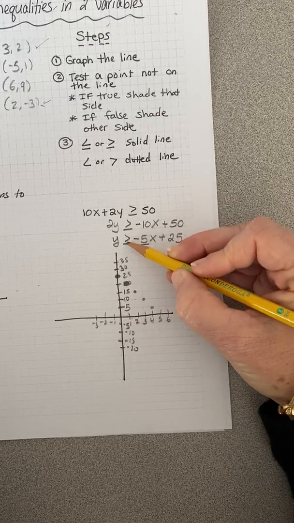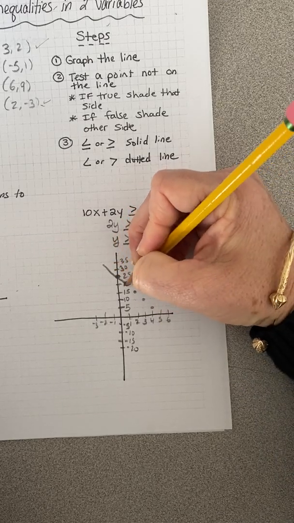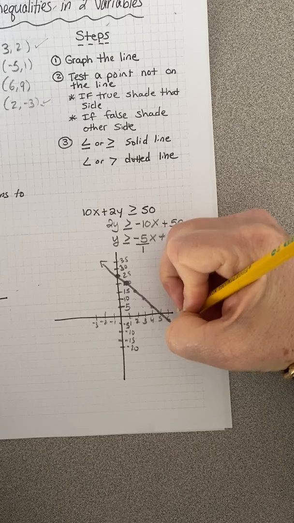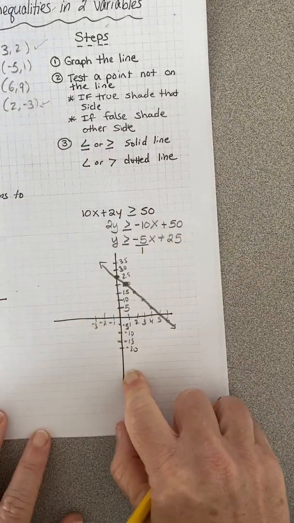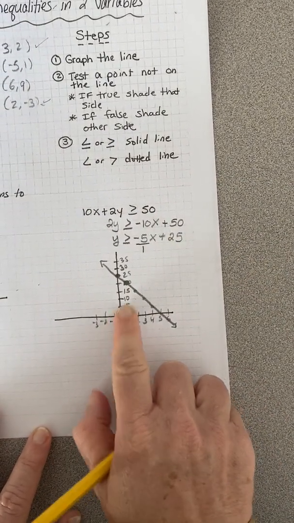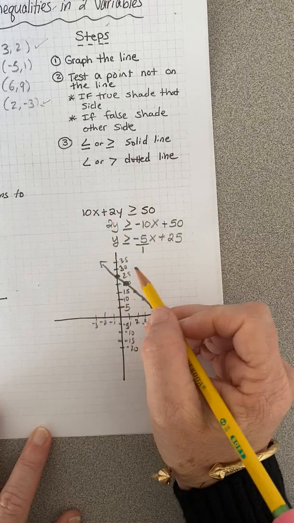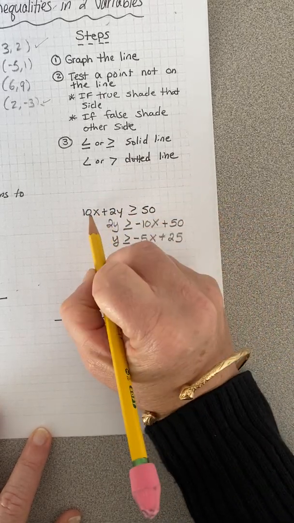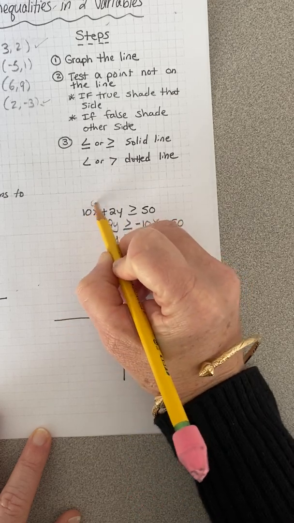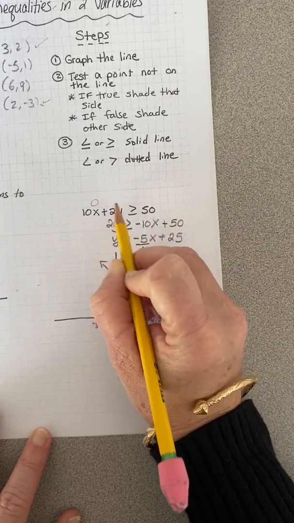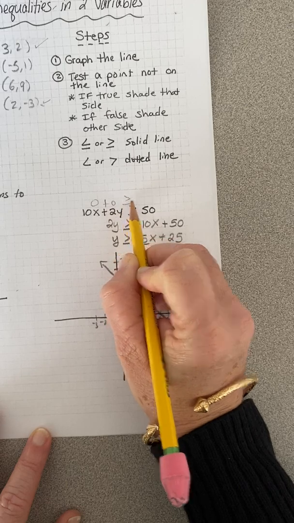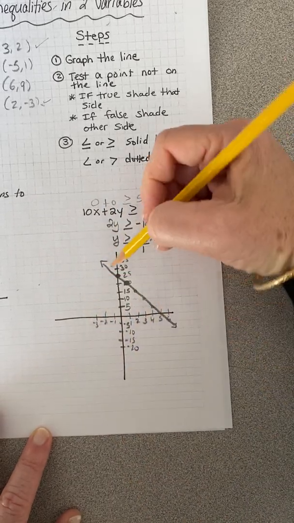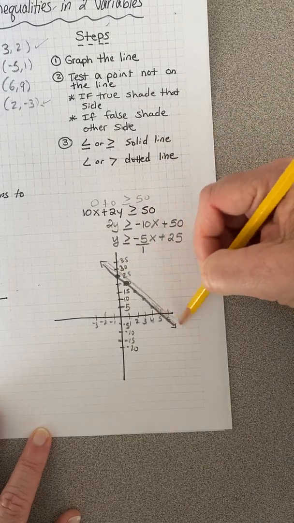Now, this should be a solid line. And I'm going to test the origin since the line is not going through the origin. I like to go back to my original. It doesn't really matter though. Okay, 10 times 0 is 0, plus 2 times 0 is 0. And that is greater than or equal to 50. Is 0 greater than 50? No. So it means that all of these work.